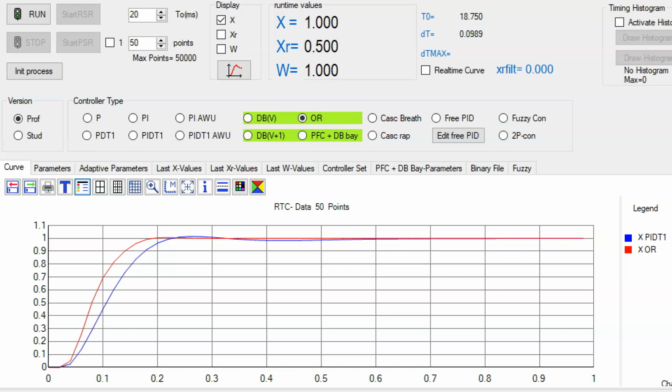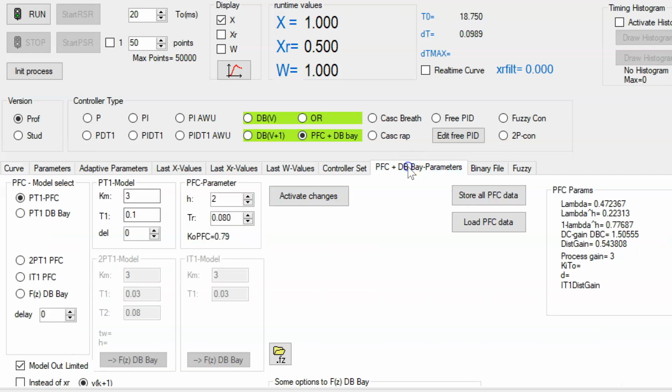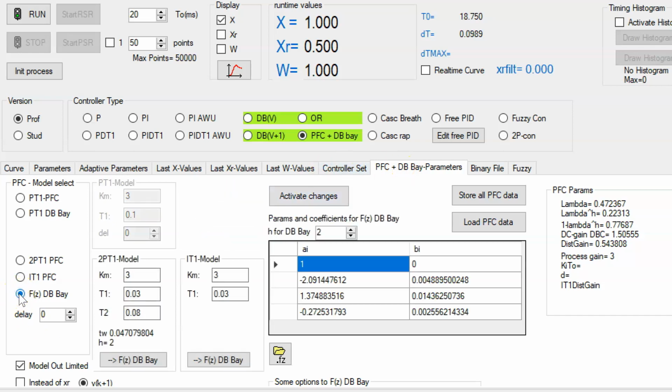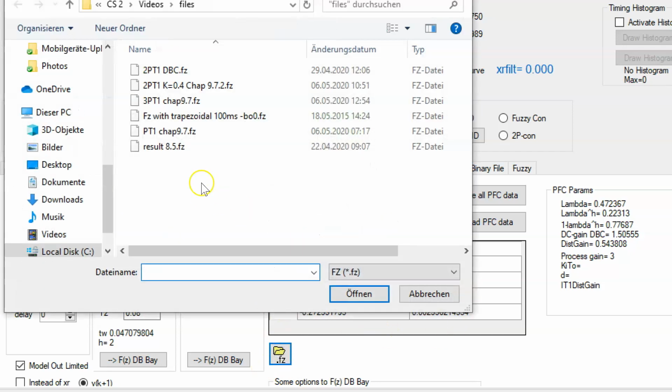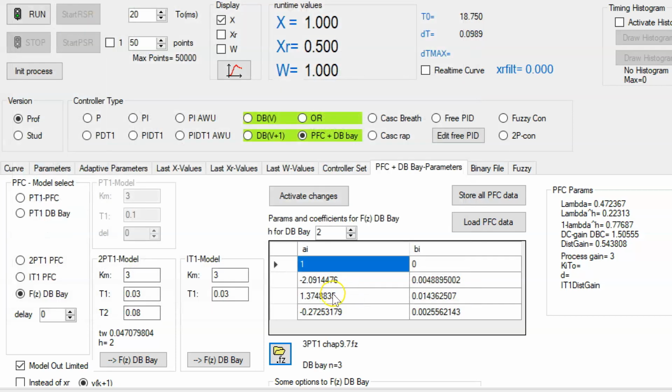And now I open the advanced view, want to see my modified deadbeat controller. For this I have to switch to this box, load the controller values, the A's and B's. I have stored them, so I have to reload them. The H value will be discussed later, so I set this to 1, then this is not effective. Note that these models are only used if I click on these buttons, and then this overrides the A's and B's. You can directly load the A's and B's. The controller works with the A's and B's, nothing else.